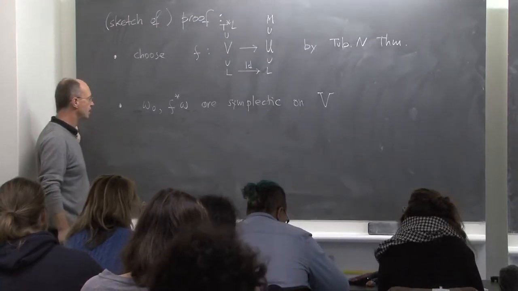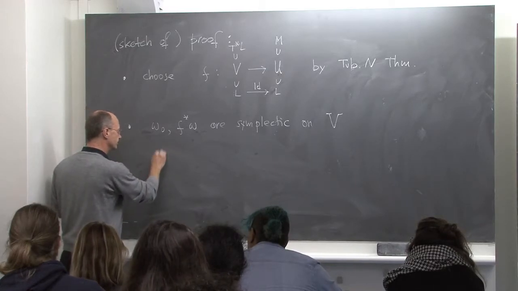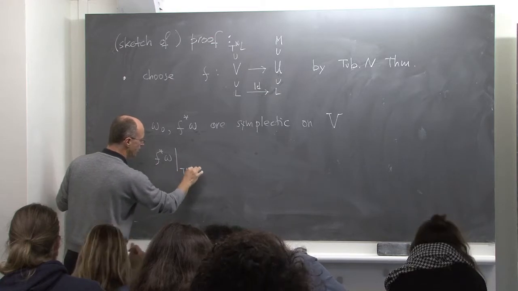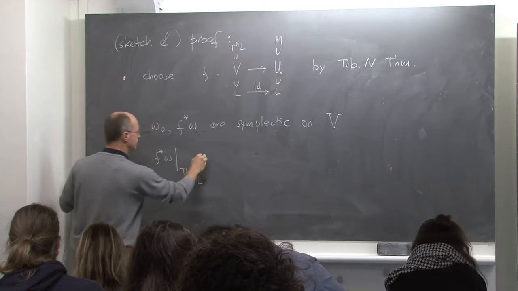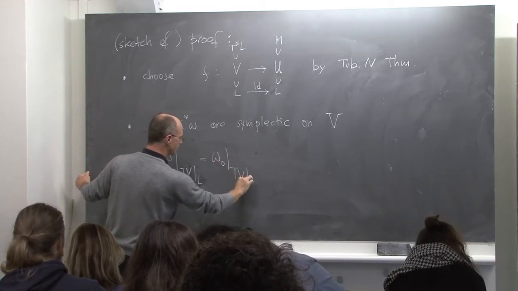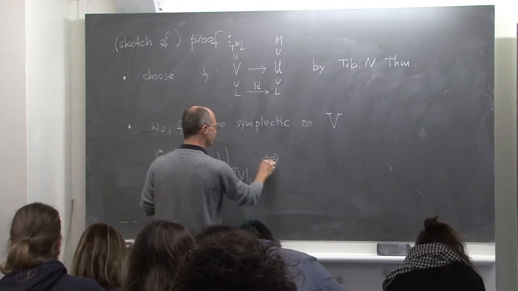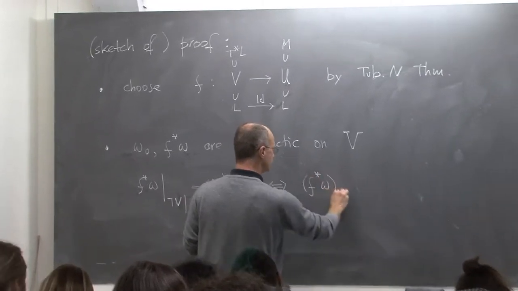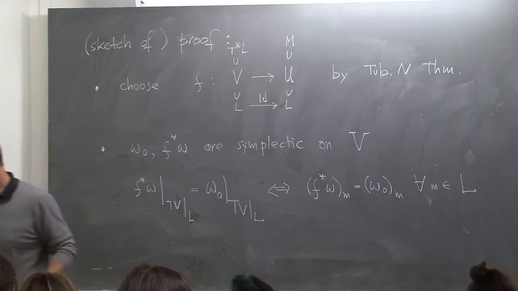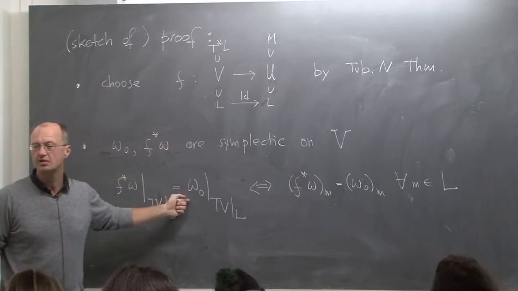Here there is one small problem. The Moser trick would work very smoothly if the restriction of these two forms on the tangent space of M restricted to L, or tangent space to V restricted to L, were the same, right? So in other words, that's the same as to say F star omega_m is equal to omega_0,m for all m in L. So this would be highly desirable if this were true. Unfortunately, nothing really guarantees that it is true.